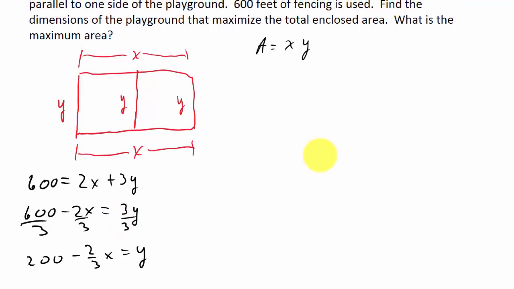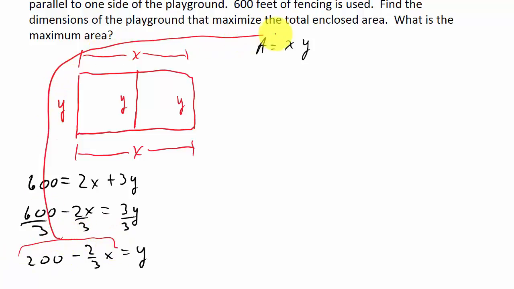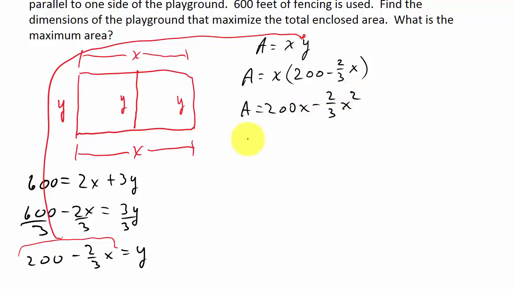So what I'll do now is take this, which is y, and plug it in here. So the area is x times y, and in the place of y I'm going to put 200 minus 2/3 x. So the area, if I distribute, is 200x minus 2/3 x squared. I'm going to write it with the largest exponent first, so that's negative 2/3 x squared plus 200x. Now let's maximize the area based on this function we have.